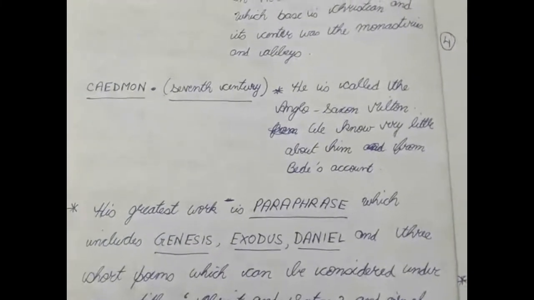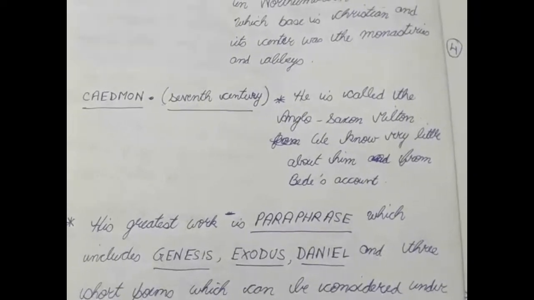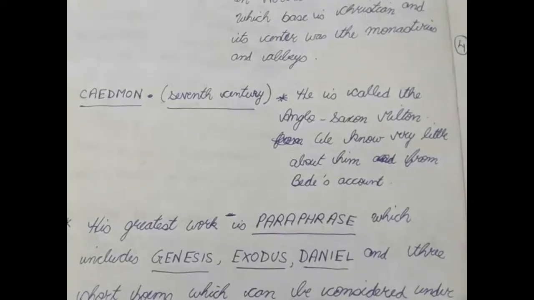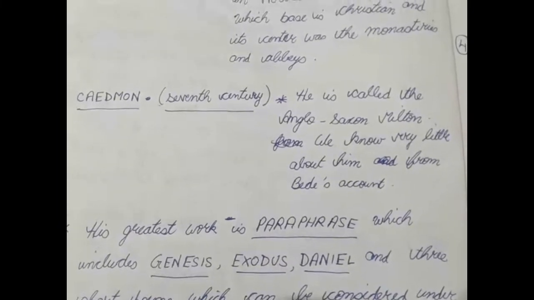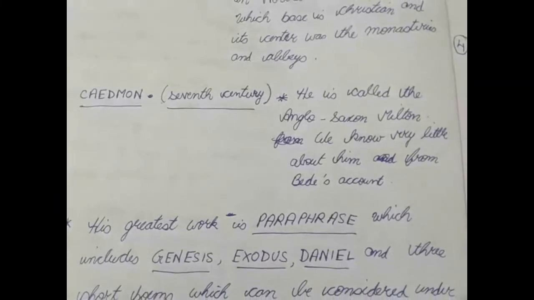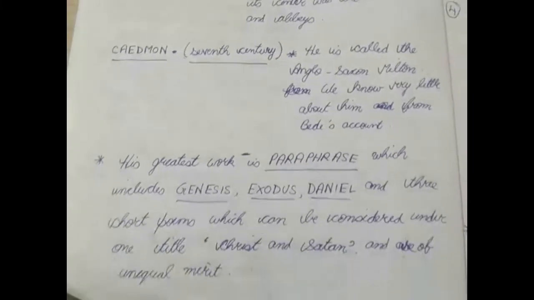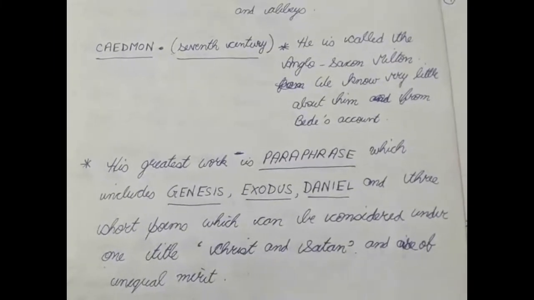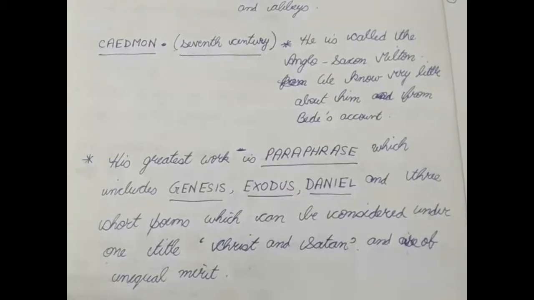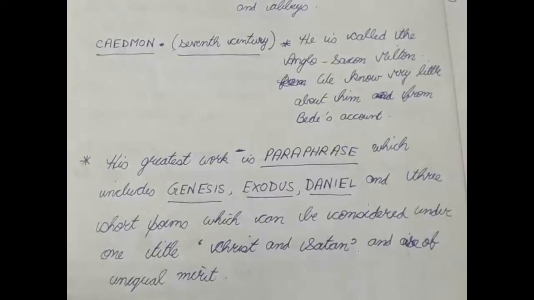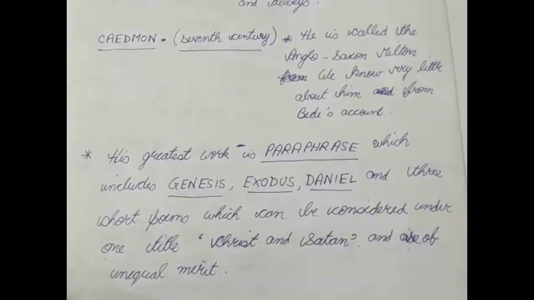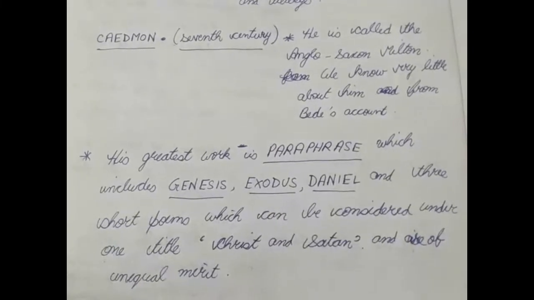Caedmon belonged to the 7th century. He is called the Anglo-Saxon Milton. But we know very little of him, and whatever we know of him, we know it from Bede's account. Caedmon's greatest work is the Paraphrase, which includes Genesis, Exodus, Daniel, and 3 short poems which can be considered under one title, Christ and Satan, and are of unequal merit.